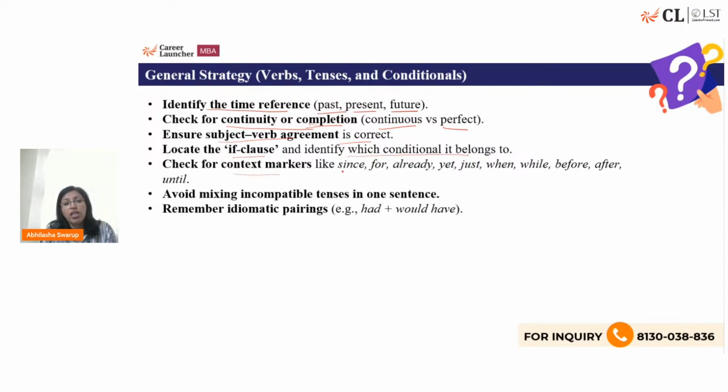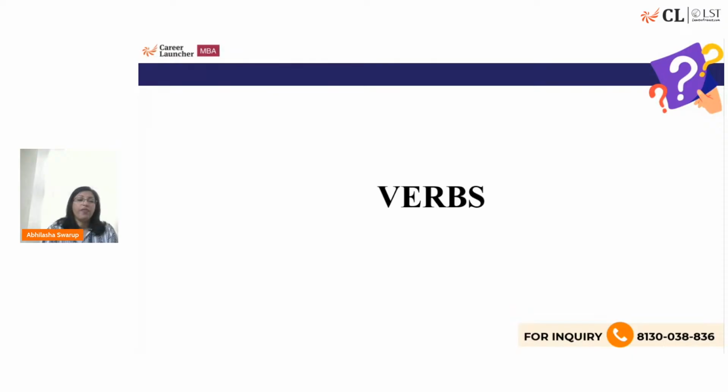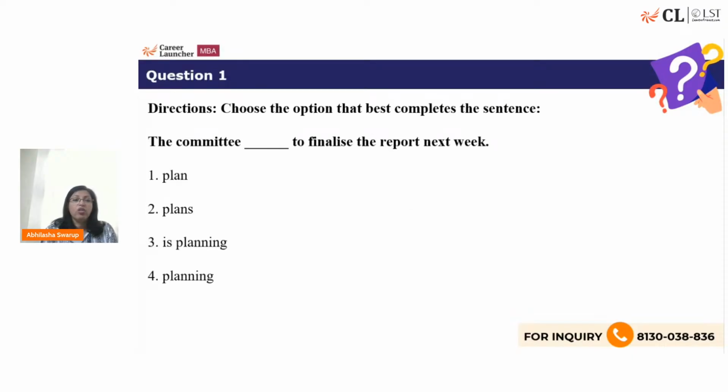Check for context markers such as since, for, already, yet, just, when, while, before, after, until. Avoid mixing incompatible tenses. And remember idiomatic pairings such as had and would have. Okay, these will be compulsory. All right, let's take a look. Here are a few questions for the verbs.